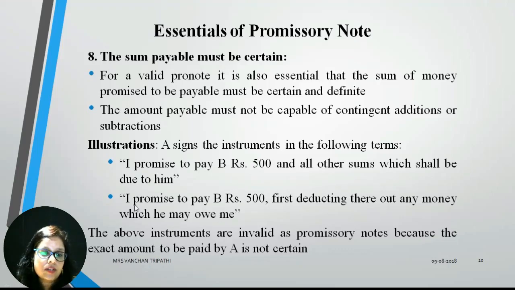In another example, A promises to pay B rupees 500, first deducting therefrom any money which he may owe me. Definitely this is not a promissory note containing a fixed amount to make a payment to B of rupees 500. That's why these above two promissory notes will not be considered valid. Both instruments will be considered invalid, because the amount A wants to pay to B is not fixed.